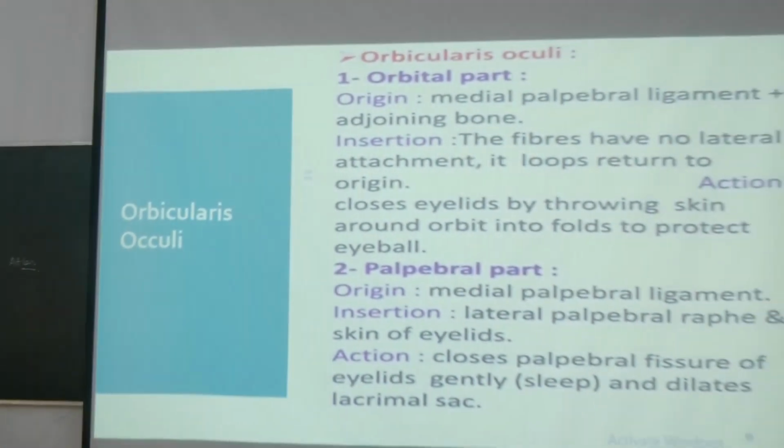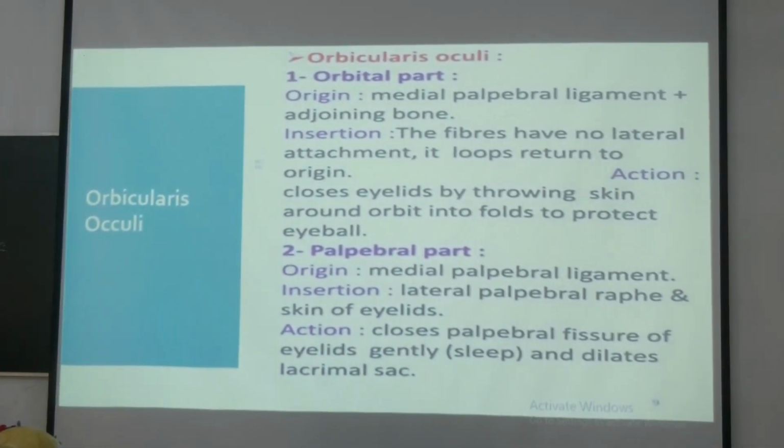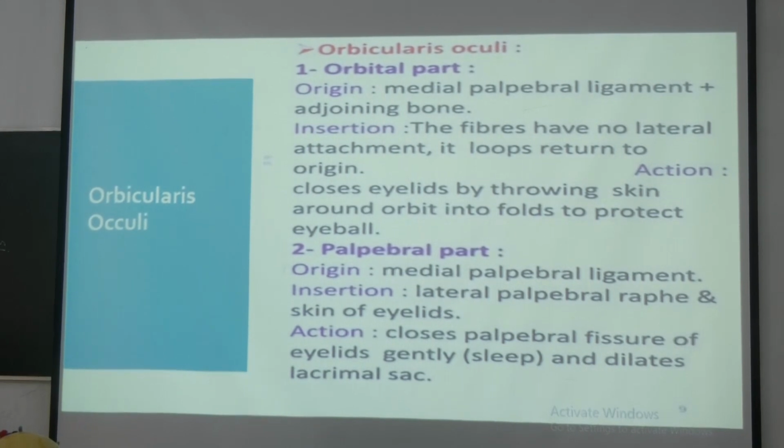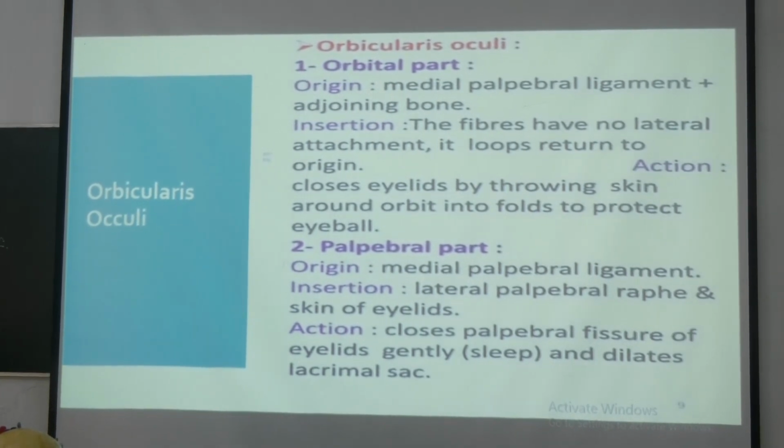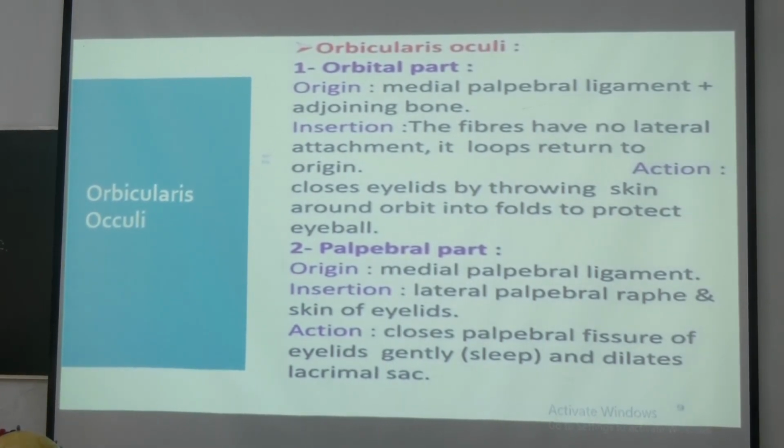Okay, so what is the function? Do you know where the lacrimal sac is located? Where is the lacrimal gland located? The lacrimal sac is in the corner, medially.